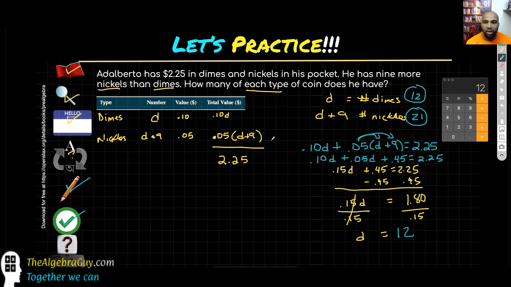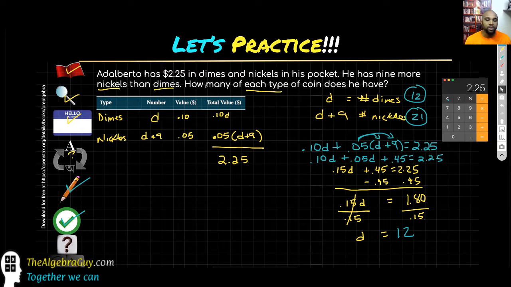How could we check? Well, does this combination add up to 2.25? We're pretty sure 12 dimes is $1.20. How many nickels is that? 21 nickels. Let's see. So 21 times 0.05 is 1.05 plus $1.20. Yep, 2.25. Yay, we got it.